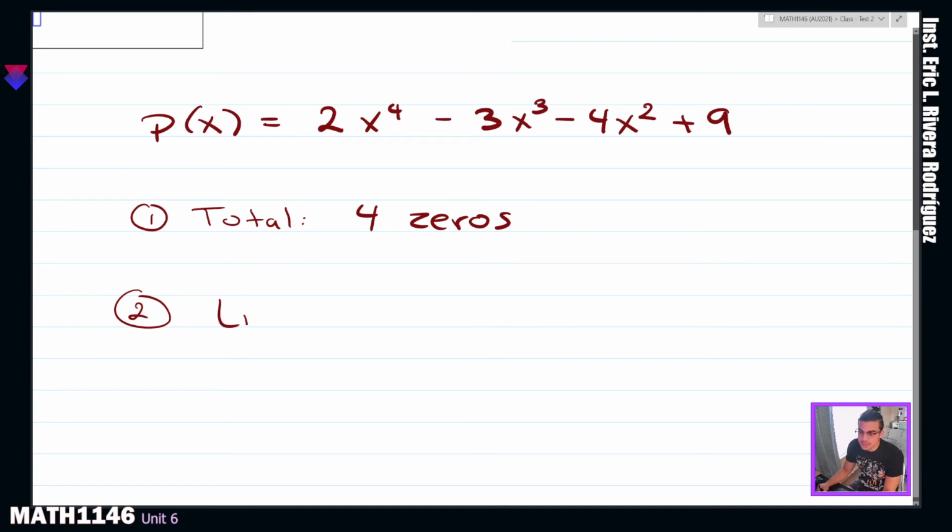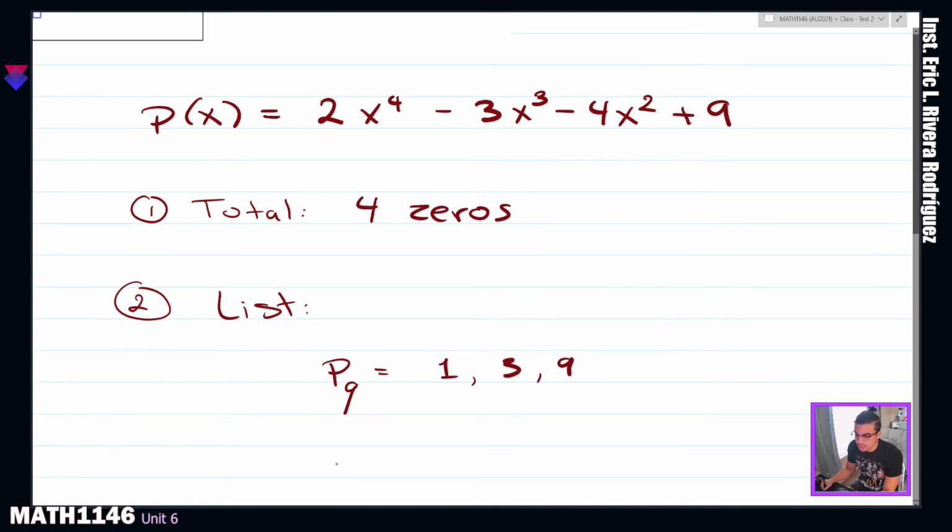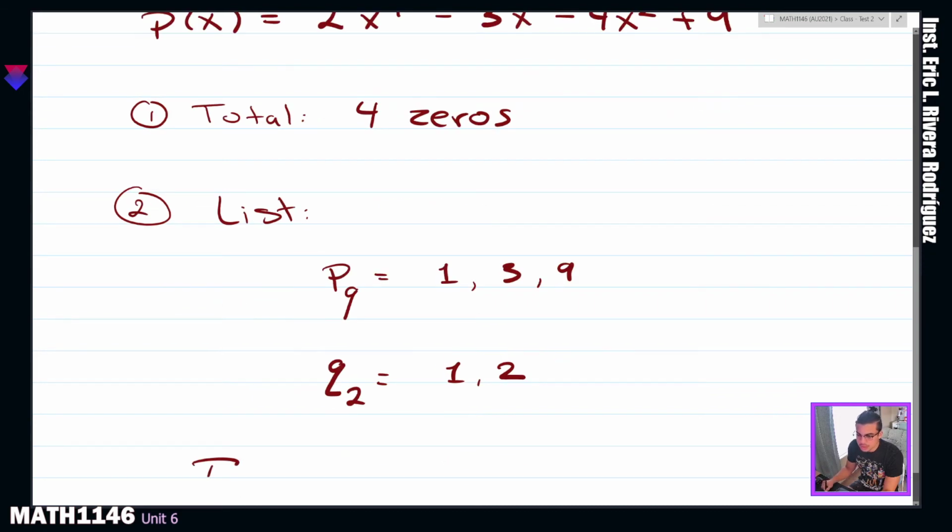Second, I'm doing this in short steps. Second, list the possible rational zeros. You are going to get P over Q. P is going to represent the factors of 9: 1, 3, and 9. And Q is going to represent the factors of 2: 1 and 2. For the list of possible rational zeros, I'm going to put the plus and minus outside, so we don't need to write plus and minus for each element.